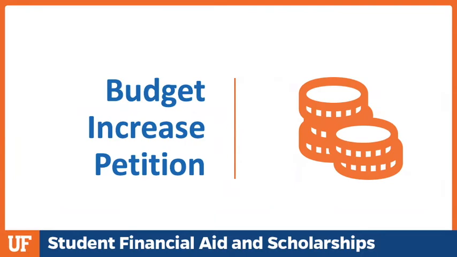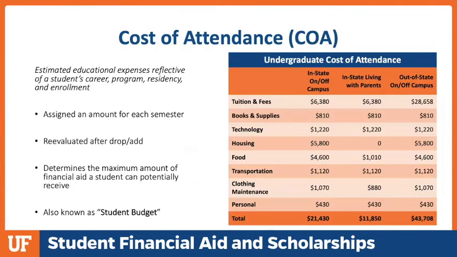Now let's move on to the budget increase petition. But before we start that, let's first quickly go over cost of attendance. So your cost of attendance is made up of 8 components that we use to determine your student budget. We have items like tuition and fees, books and supplies, technology, housing, food, transportation, clothing maintenance, and then personal.